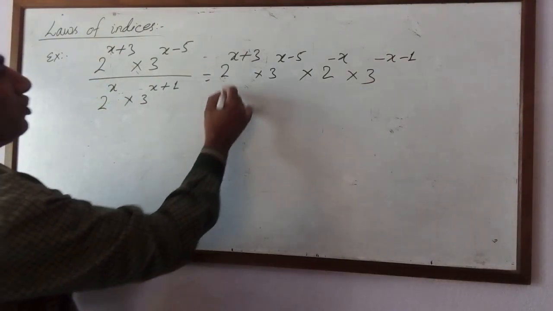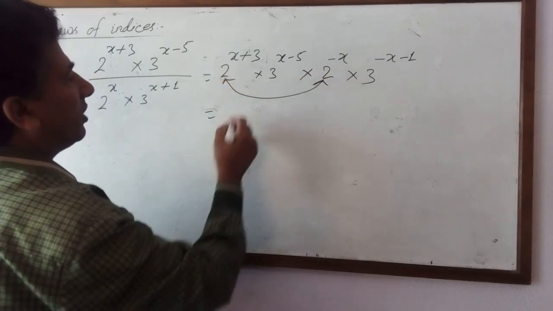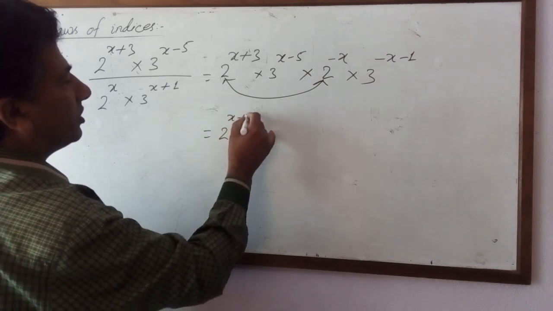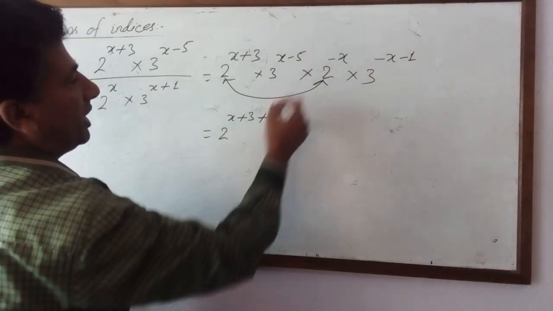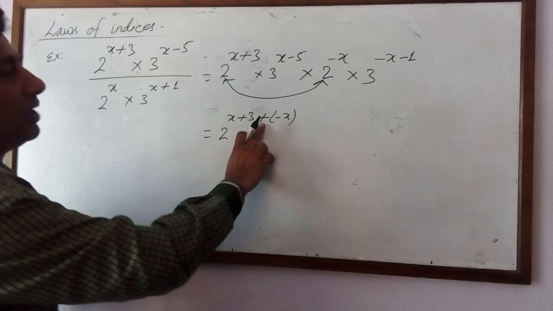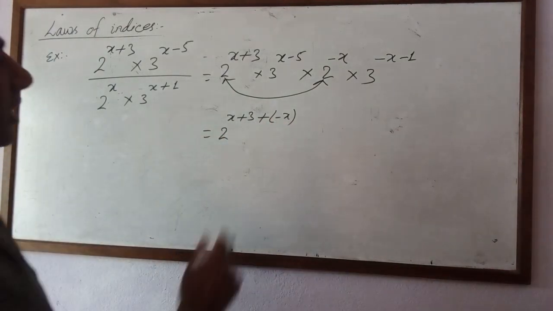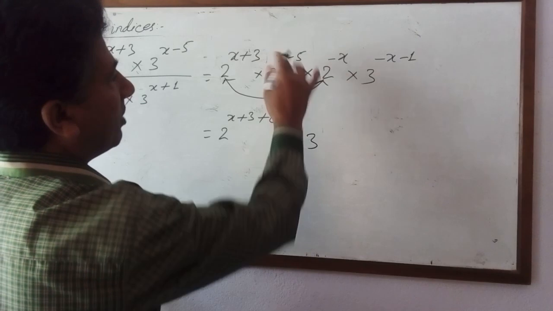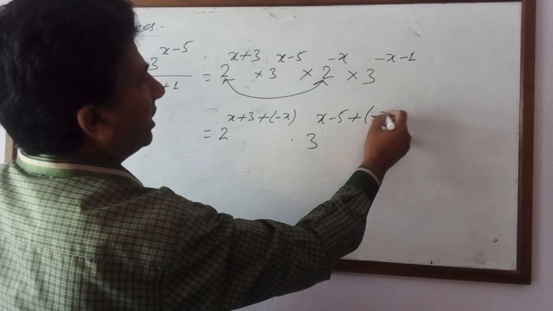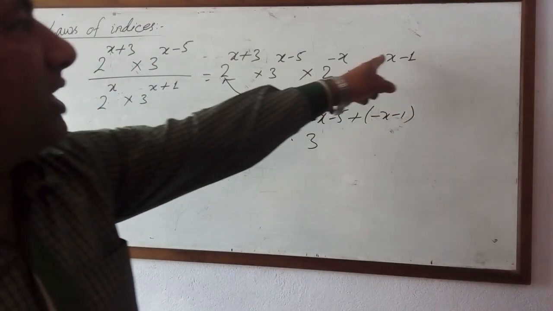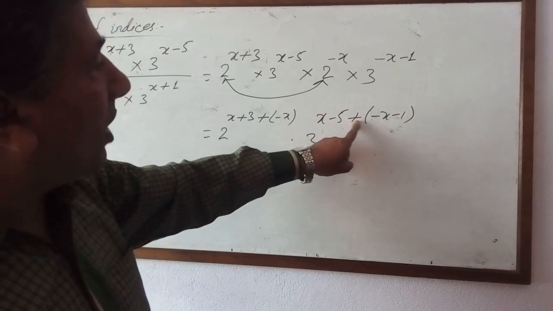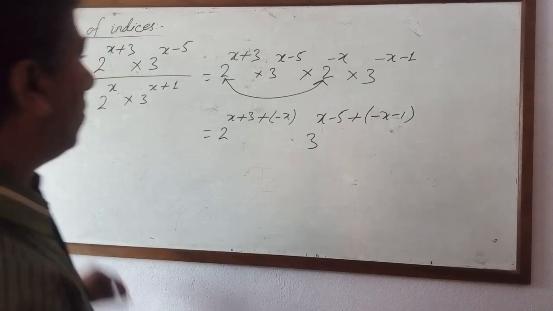Now this 2 and this 2 have the same base. Then we have to add like this. Same base, add their powers: x plus 3 plus, it has power minus x. I'll write like this. If you want to write directly minus x, no problem, because after multiplication, plus times minus will be minus. Again, next 3 has power x minus 5, and here it has power minus x minus 1. I wrote it like this inside the bracket. Now to open the bracket, you have to multiply both signs by this plus.